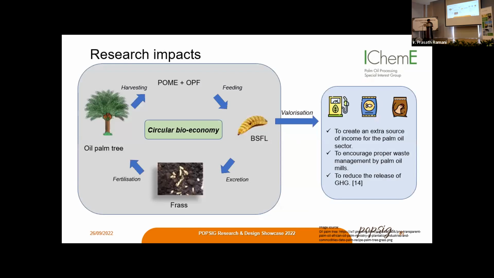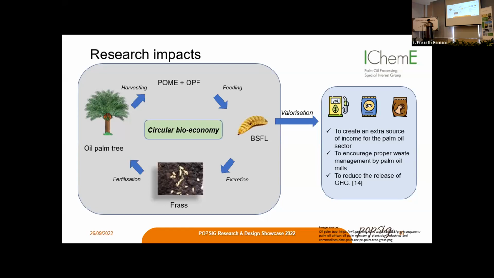So here are some of the research impacts that we wish to achieve after we implement the research project. Firstly, we wish to establish a circular bioeconomy where we will procure the POME and OPF from the palm oil sector. And after that, we will feed it to BSFL, and then the grown BSFL will be valorized into various value-added products such as biofuel and also animal feed.